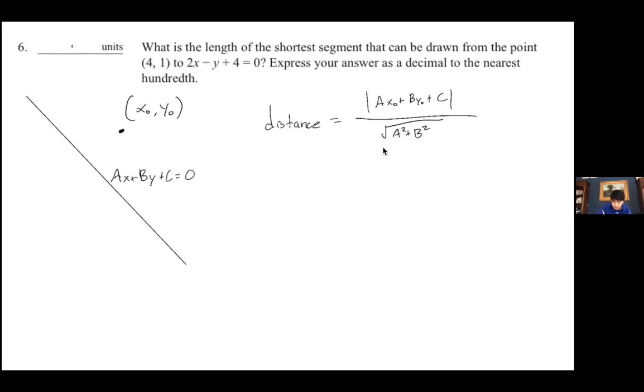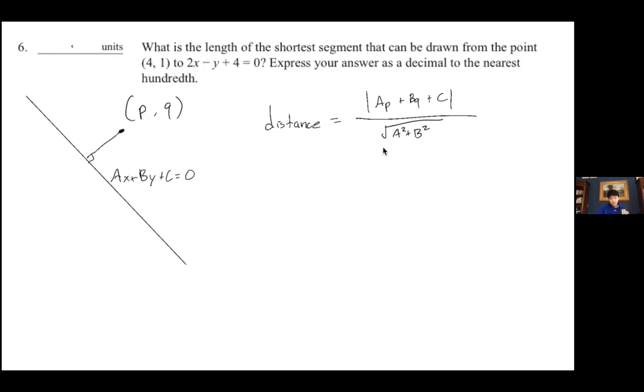But basically, I'm going to make this a bit clearer. The shortest distance between the point (P, Q) and the line ax plus by plus c equals 0 is the absolute value of AP plus BQ plus C, over the square root of a squared plus b squared.